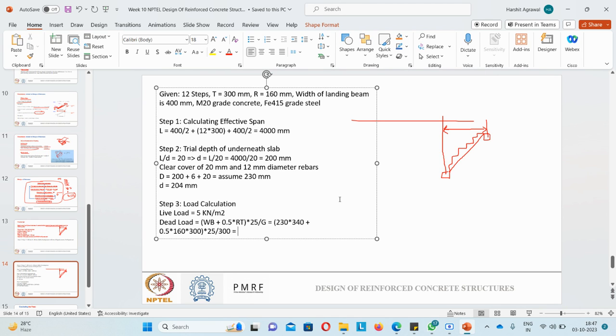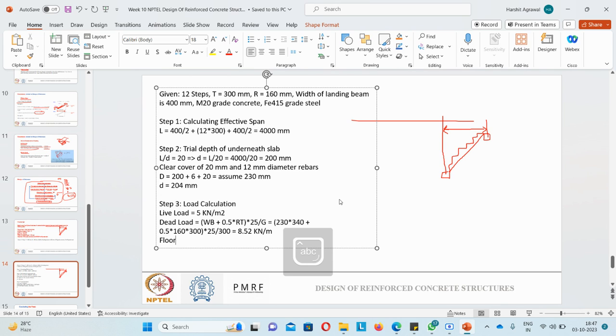So it will come out to be 8.52 kilonewton per meter. Okay, so this is my dead load. Now next, per meter width we are calculating. So we can write like this. Live load I know, dead load I know, and I can also calculate the floor finish.